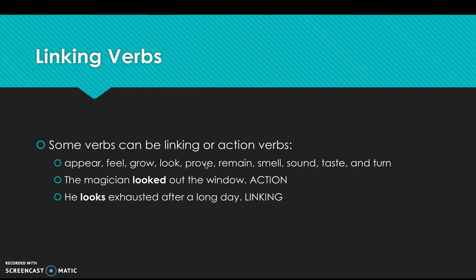Some verbs can be both, such as appear, feel, grow, etc. So, for example, the magician looked out the window. That is an action verb, because if I said the magician is out the window, it doesn't make sense. But if I said he looks exhausted after a long day, this is a linking verb, because I could say he is exhausted after a long day.